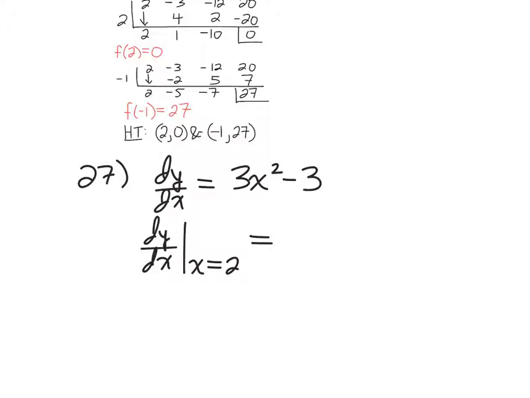Just a word on notation. If you want to use the dy/dx notation, showing the substitution of a particular value for x is kind of like the way the calculator writes things. The vertical line always means such that or given that. So dy/dx such that x equals 2 is the proper notation for a substitution into the derivative. So 3 times 2 squared minus 3 gives us 9. This is the slope of the tangent line.